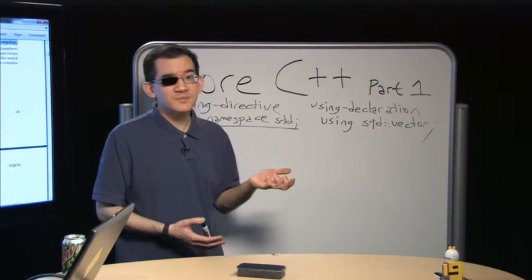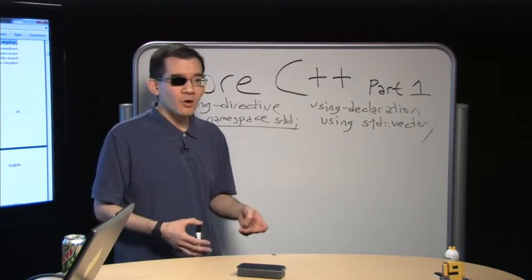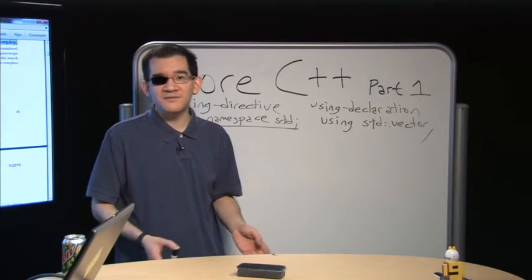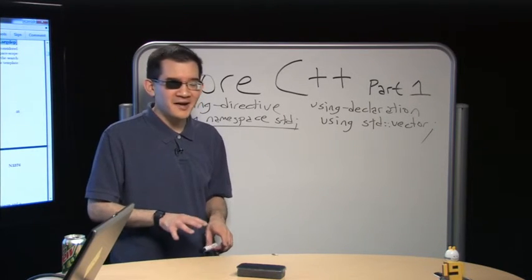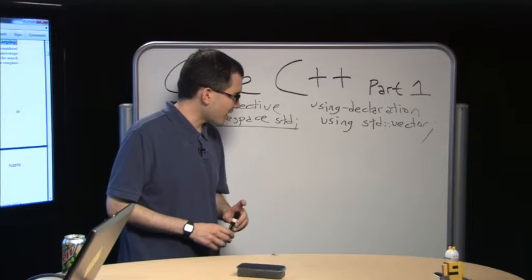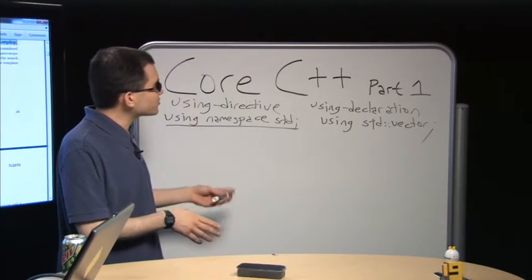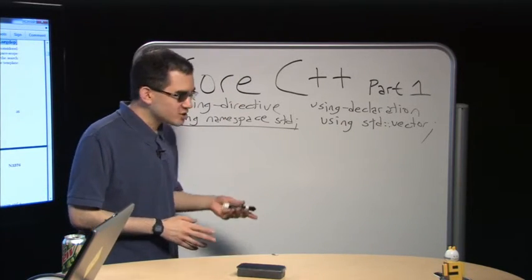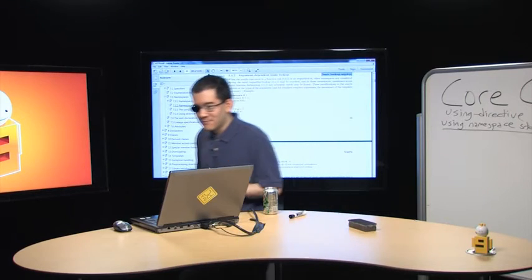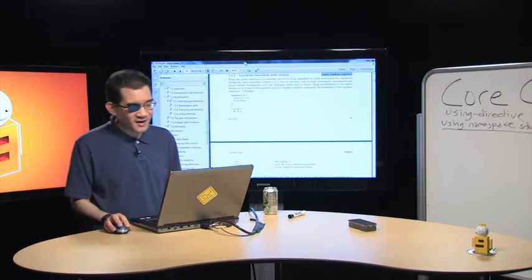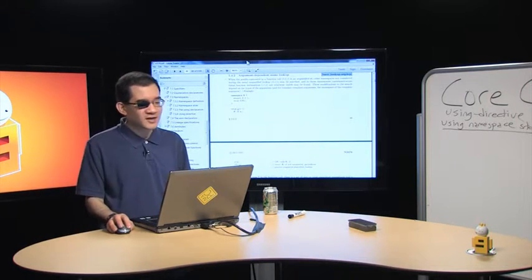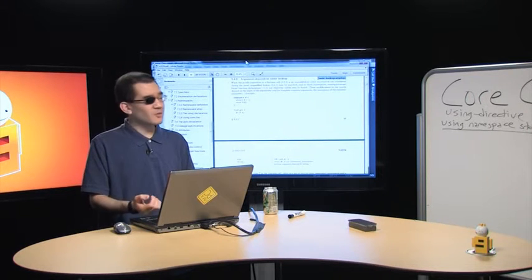Otherwise, I would much rather explicitly qualify the call or just have it using directive for the whole thing. I don't like to rely on ADL if I don't have to. So that's the difference between using directives and using declarations. Now, going on into something more advanced, if I have a using directive, it makes the name visible, but the class still really lives in that namespace.